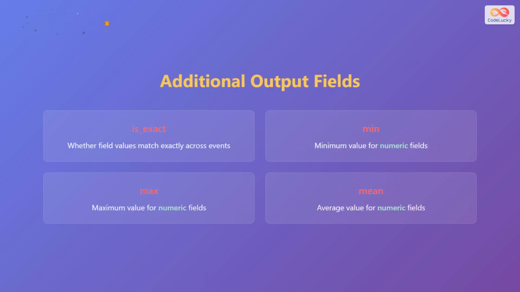Beyond the basic fields, analyzefields provides additional valuable information. The is_exact field indicates whether field values match exactly across events, which helps identify fields with consistent formatting. For numeric fields specifically, you get 3 additional statistical measures. Min shows the minimum value, max shows the maximum value, and mean provides the average value. These numeric statistics are only calculated for fields that are identified as having numeric data types, giving you immediate insights into the distribution of your numerical data.